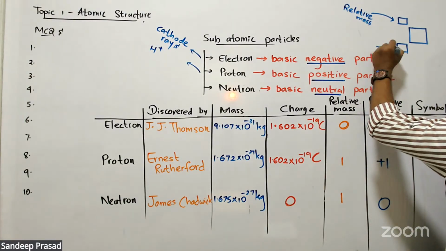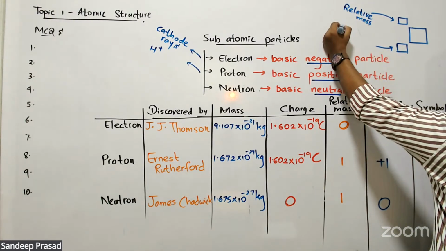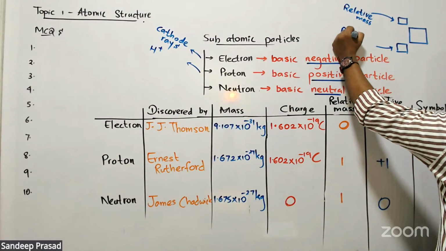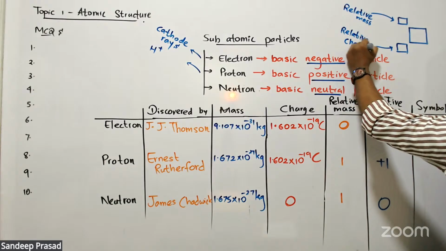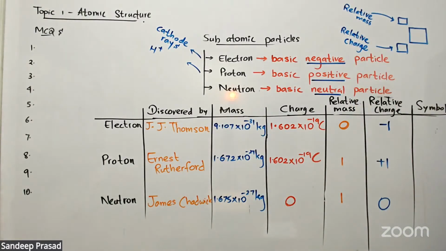In the left side bottom corner, we mention its relative charge. Relative mass and the relative charge. Okay. How can we symbolize them? How can we denote the mass of electron, proton, neutron? Look at this one. We use the symbol. I'll tell you what is the letter that we are using for it.